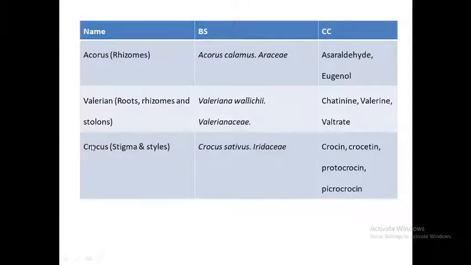Then last is crocus. These are the dried stigma and styles of Crocus sativus belonging to family Iridaceae. The chemical constituents are crocin and crocetin. It also contains protocrocin and picrocrocin as other chemical constituents.